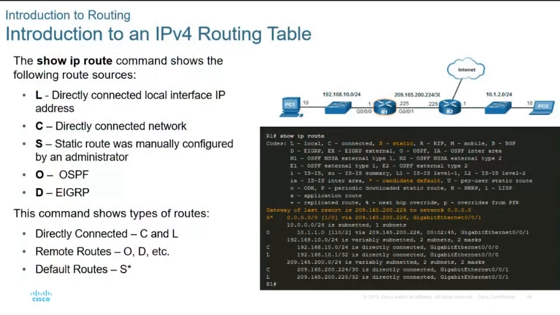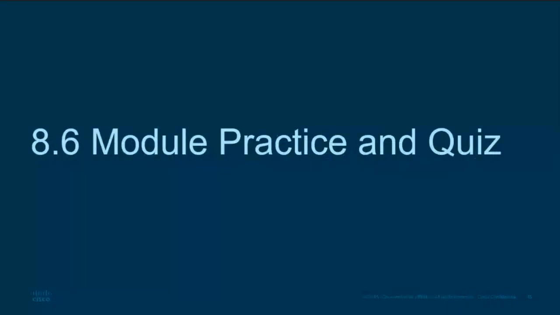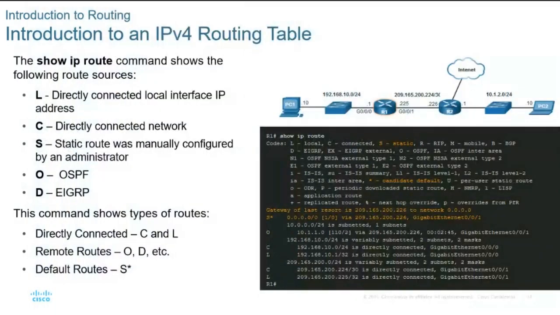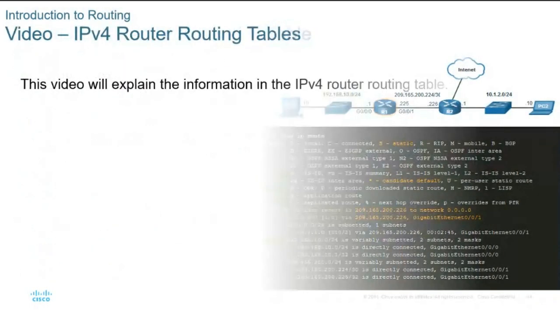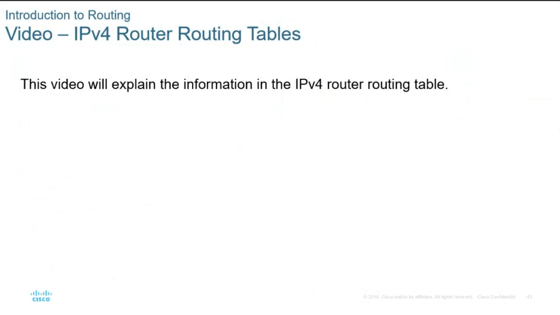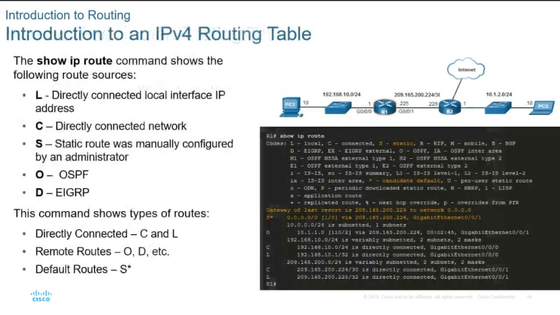And we have the default routes. If you see S with an asterisk, then 0.0.0.0/0, those are the default routes. Okay? So those are the routing table entries. For you to understand better how to read the routing table, just watch the video, where we explain the information in the IPv4 routing table.